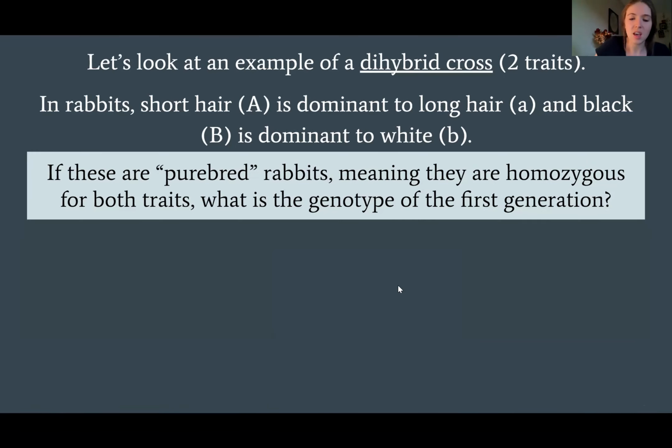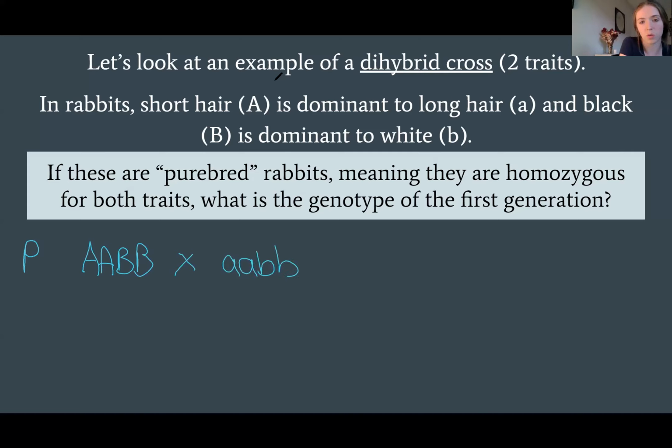Let's go through this one. These are purebred rabbits, meaning they are homozygous for both traits. What is the genotype of the first generation? Well, this generation we term the parent generation. And since they're both homozygous, you're going to have one individual who is homozygous dominant for both traits, and you're going to have another individual who's homozygous recessive for both of these traits. Pretty straightforward. Hopefully you guys are able to figure that one out just from the information you were given.